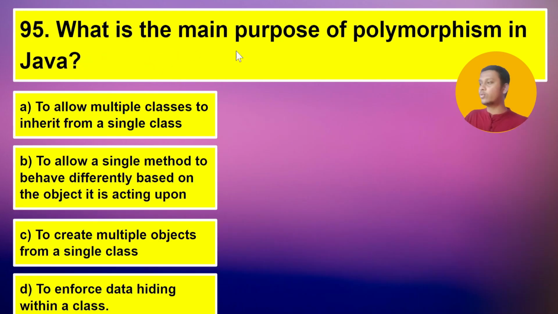Our next question is, what is the main purpose of polymorphism in Java? Option A, to allow multiple classes to inherit from a single class. Option B, to allow a single method to behave differently based on the object it is acting upon. And option C, to create multiple objects from a single class. And option D, to enforce data hiding within a class.